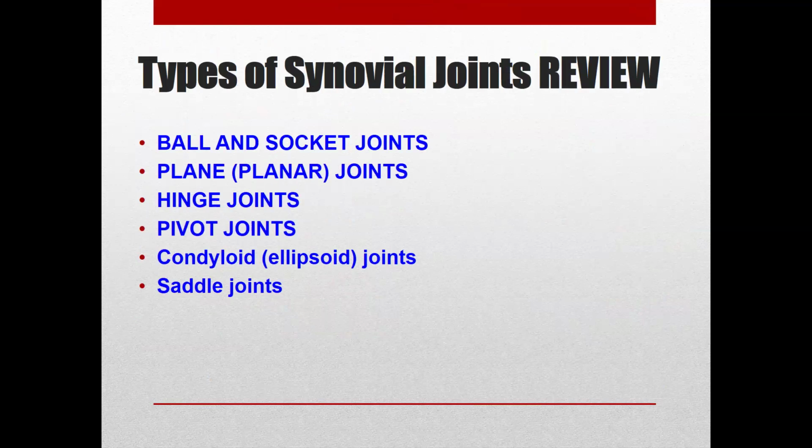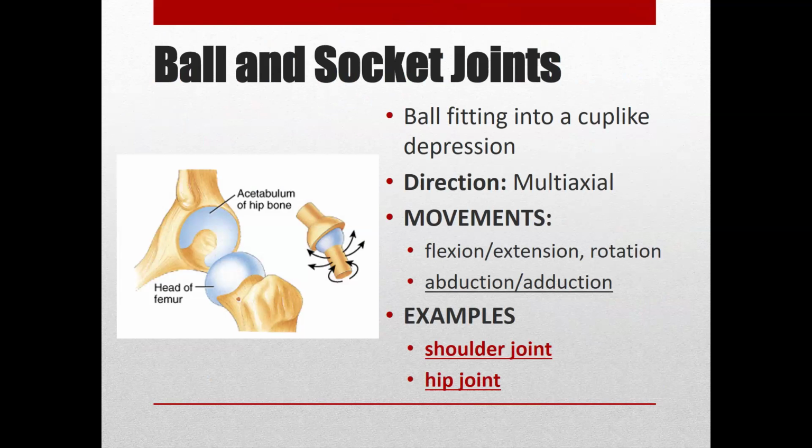Here we go. Ball and socket joints, shoulder and hip. Do we know their movements? Nope. Just know they're synovial, diarthrotic, and know the subclasses, shoulder and hip.